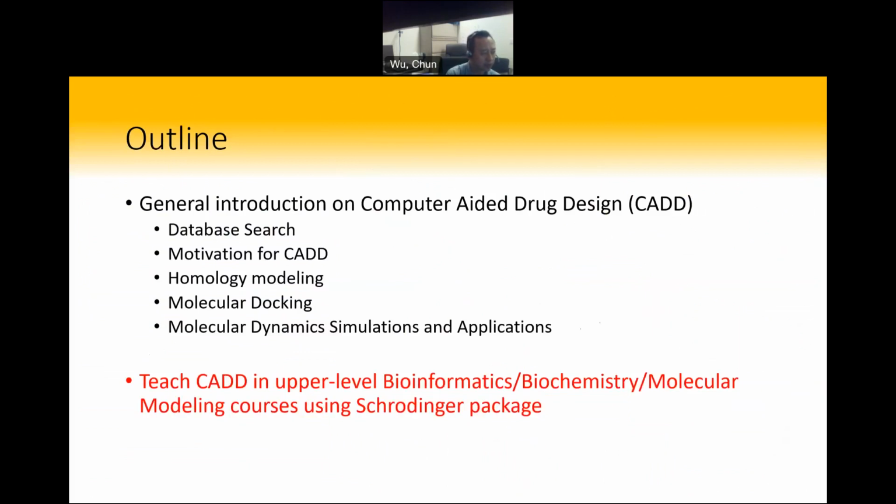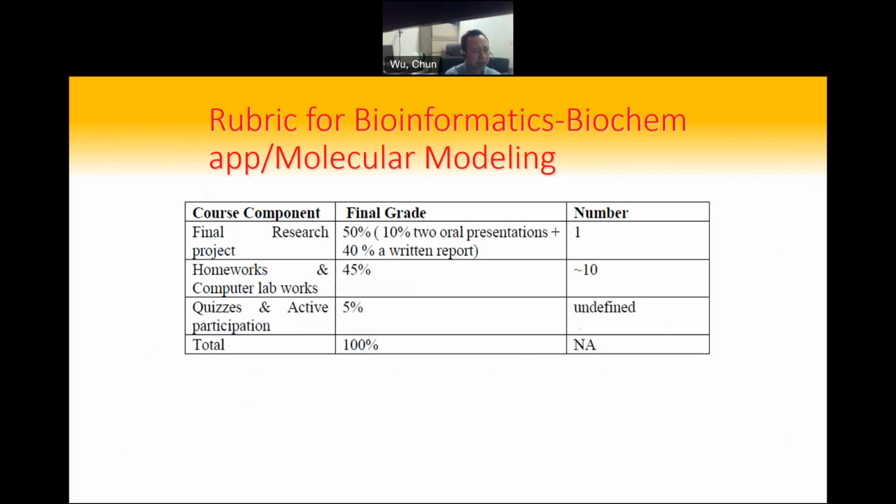So now we come to how I teach computer-aided drug design in my upper-level courses. Here is the rubric for my courses. Every student is assigned a research project, and students do 2 oral presentations plus a written report. And 1 oral presentation will be published on social media.